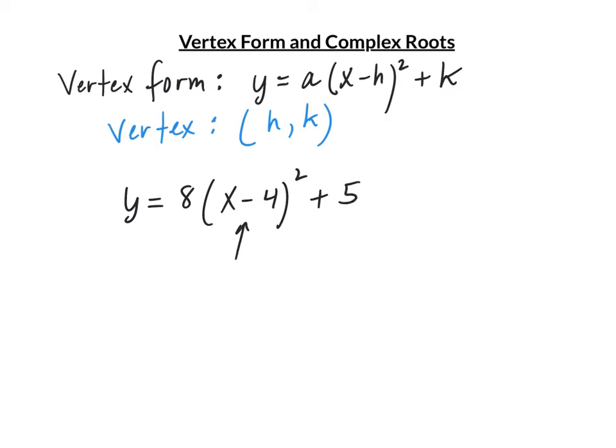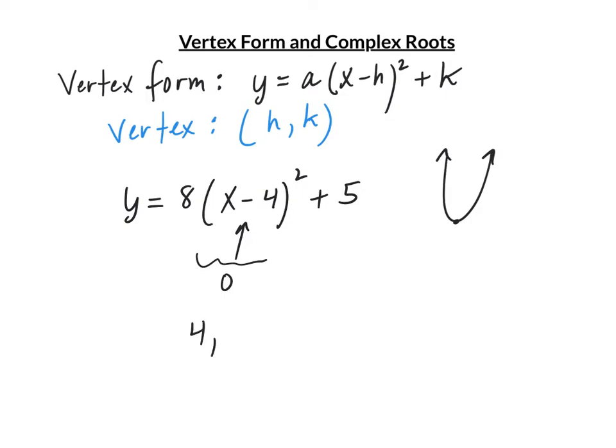the vertex in this case is the lowest value. This one is a parabola that is right side up. Remember, if you have a negative in front, that flips it. This is the lowest value you can create in this equation, and the smallest you can make this is 0. So that's when x is 4.